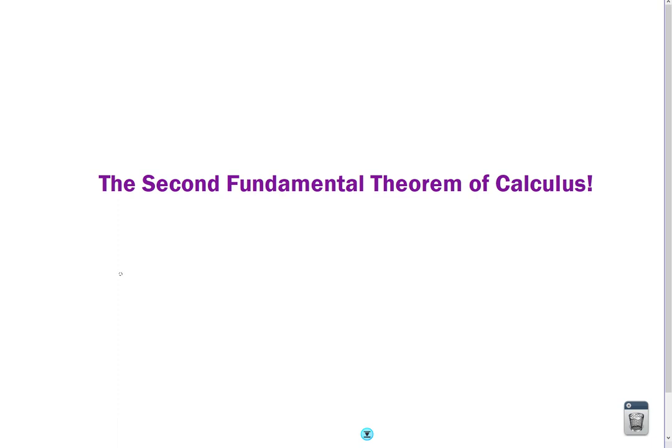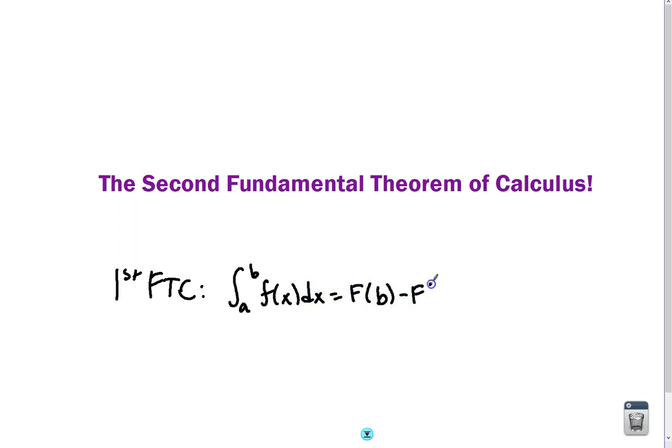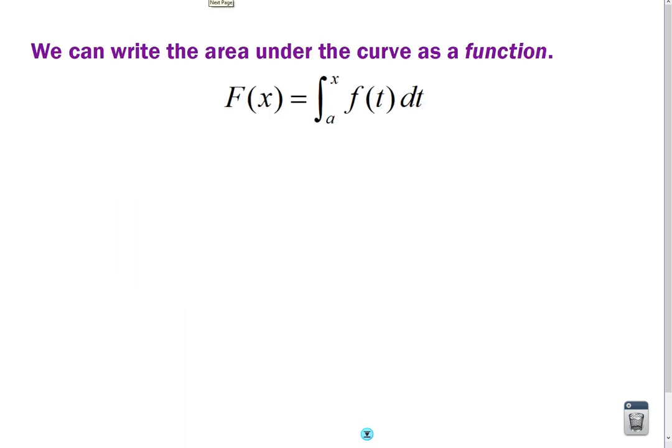Real quick refresher. The first FTC looked like this: the integral from a to b of f of x dx. That's so ugly. Let's fix that. The integral of f of x dx is equal to the antiderivative of b minus the antiderivative of a. Cool. Awesome. All right.